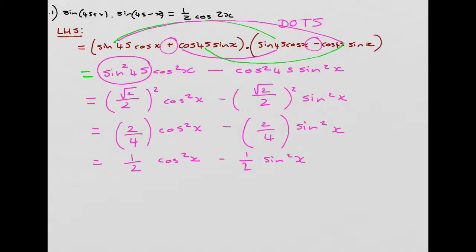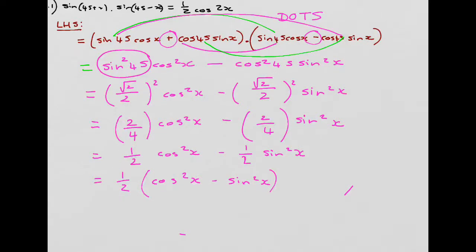Alright, so we end up getting 2 over 4 when we square root 2 over 2, which is a half. So we get half cos squared x, minus a half sine squared x. So I can take out a half as a common factor, and I'm left with cos squared x minus sine squared x, which is your double angle for cos, so it becomes a half cos 2x, which is your right-hand side. And that's what we have.